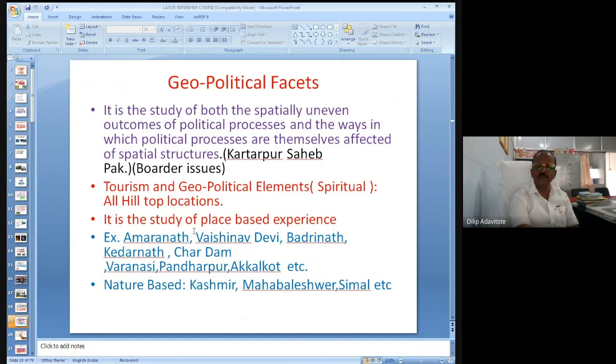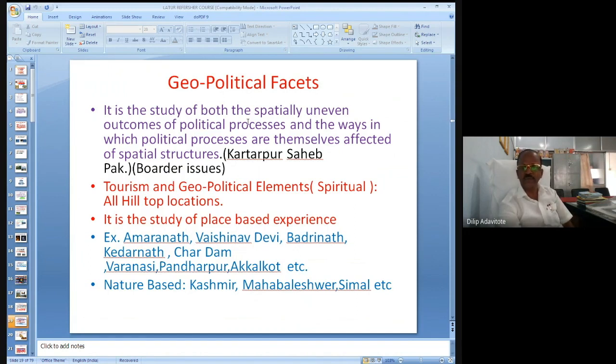Now coming to the important part, that is geopolitical facets, geopolitical things. When we are talking about the tourism point of view, what is geopolitical? It is a study of both the spatially uneven outcomes of political processes and the ways in which political processes are themselves affected by spatial structures. We know border issues are there, and due to border issues, tourism is sometimes hampered. Even take the example when Pakistan and India's relationships are not so good, then this Kartarpur Sahib destination located in Pakistan, in Punjab, the Sikh population always goes to Kartarpur. This is a border issue, and therefore we are talking about the geopolitical passage.